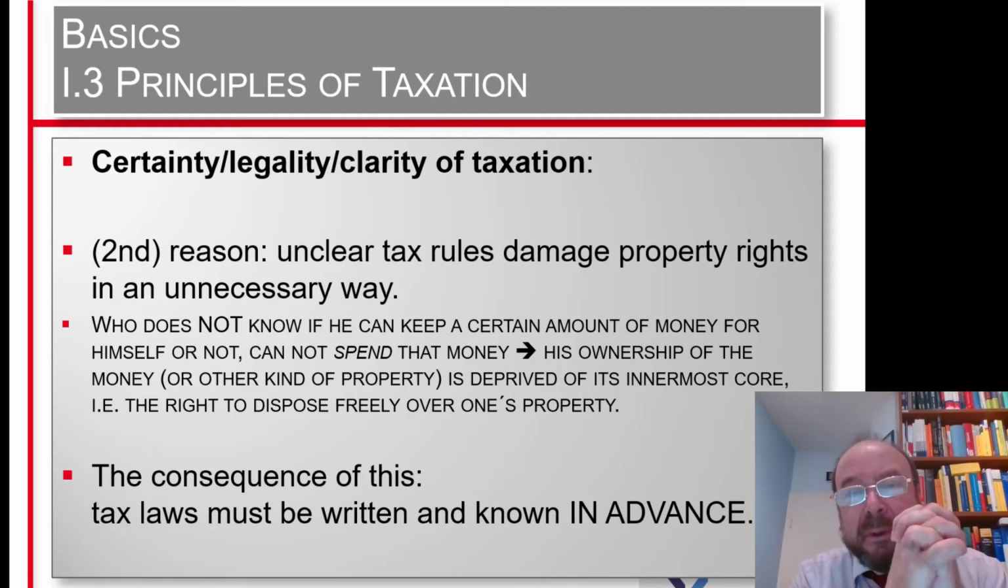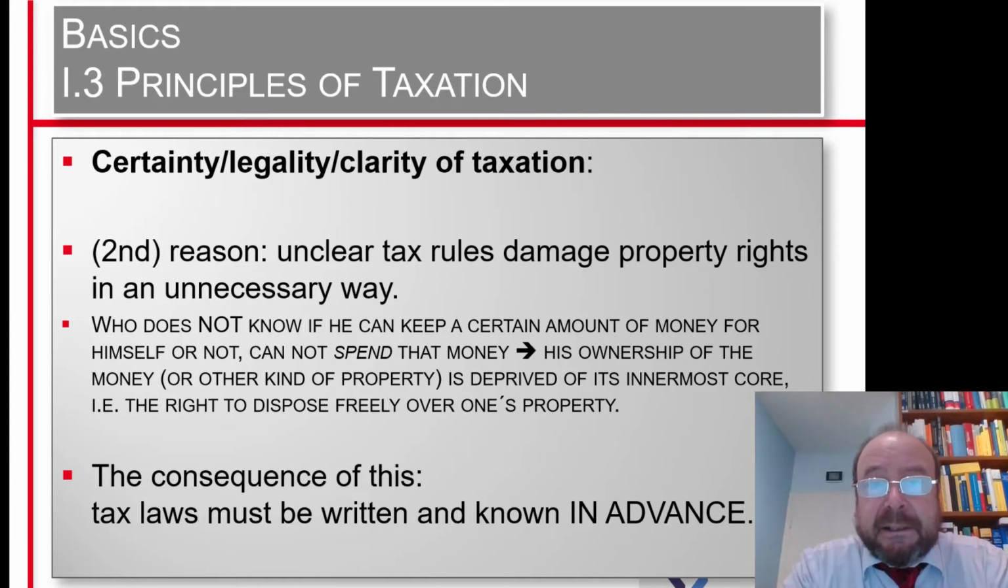Why do you go to work? Why do you try to gain 1,000? Because you want to use it for your own purposes, so you want to spend the money. Okay, now if you can't spend it because there is always the risk that the state might claim it, you will lose your interest in earning money, and you have money which you can't spend. There is always the risk over your head.